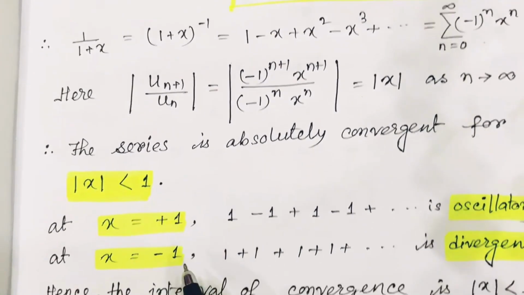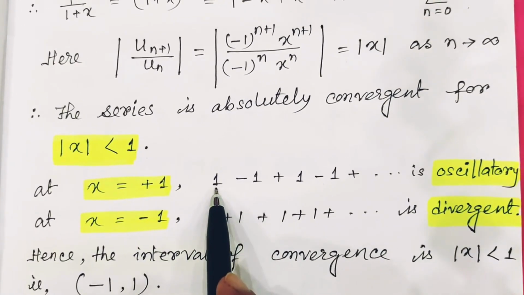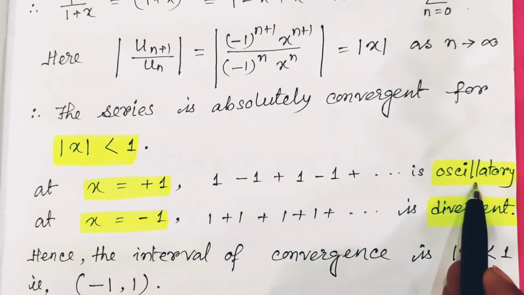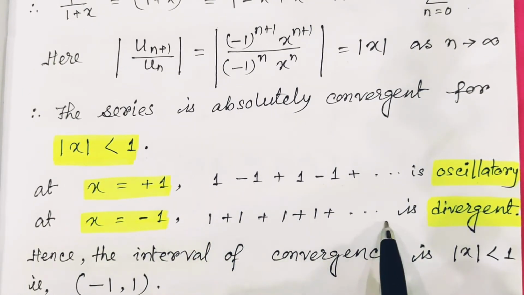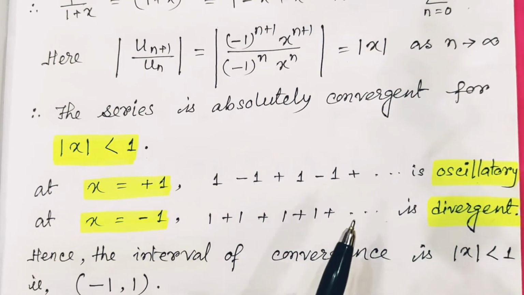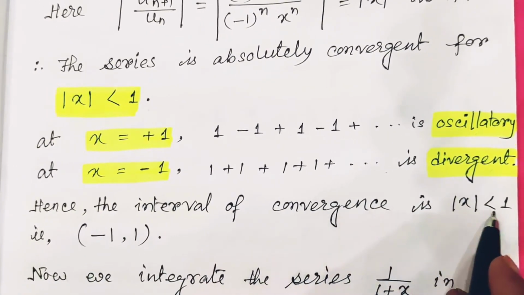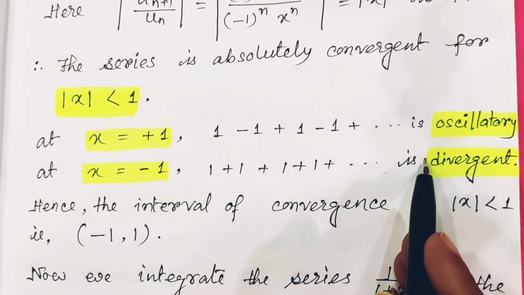So at the end point what happened? That means when x is equals to plus 1, the series becomes 1 minus 1 plus 1 minus 1. So this one is an oscillatory series. And when x is equals to minus 1, the series becomes all positive, so it is a divergent series. Hence, we can say the interval of convergence is mod x less than 1 only. At the end point, the given series does not converge.